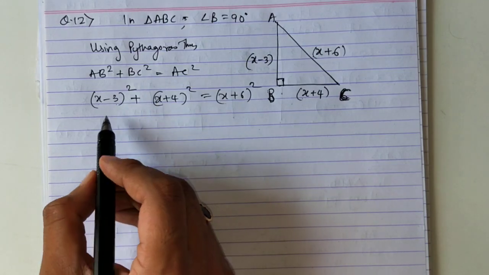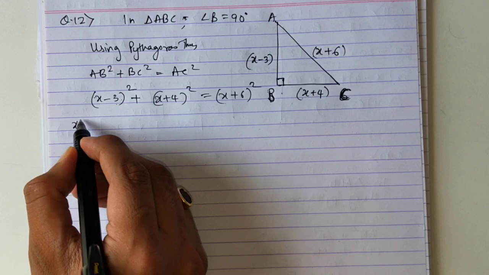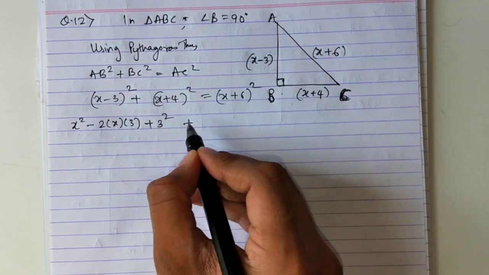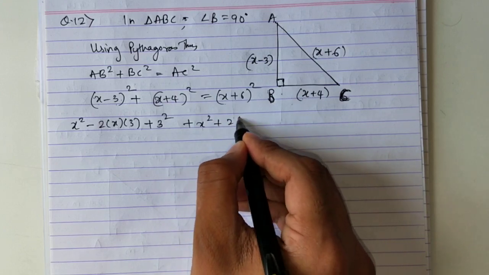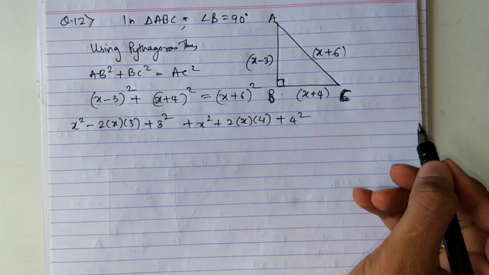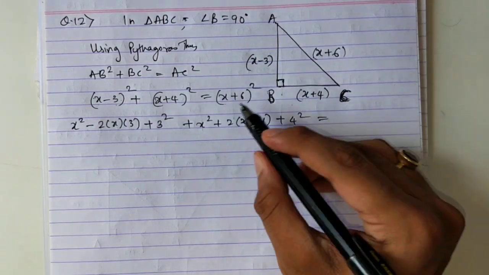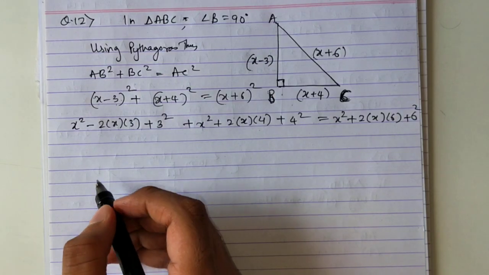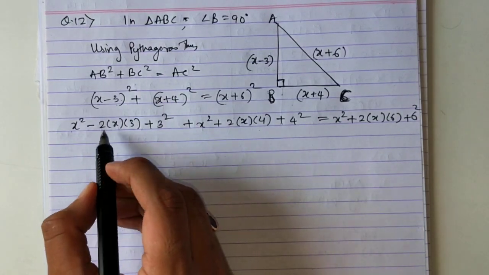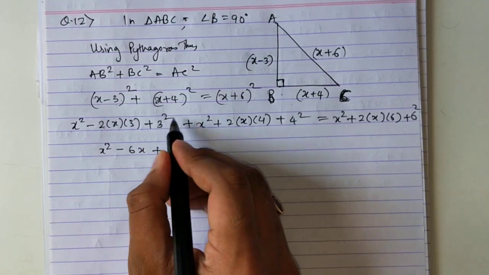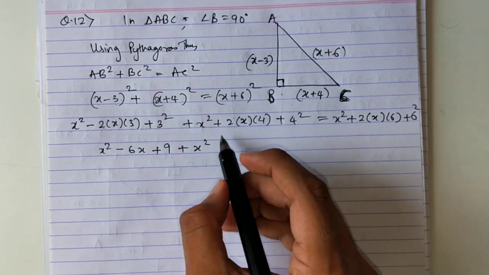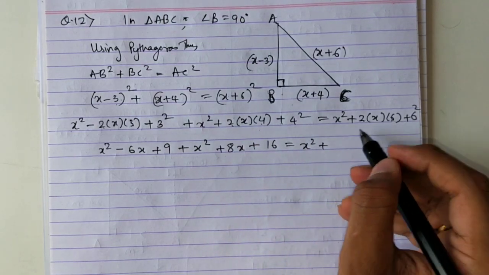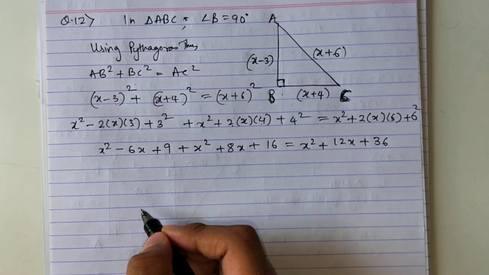So (x minus 3) the whole square is (a minus b) the whole square, that is a square minus 2ab plus b square. Plus here also (a plus b) the whole square, a square plus 2ab plus b square, equals (x plus 6) the whole square, that is a square plus 2ab plus b square. So x square minus 2 into 3 is 6x plus 3 square is 9, plus x square plus 2 into 4 is 8x plus 16 equals x square plus 2 into 6 is 12x plus 36.